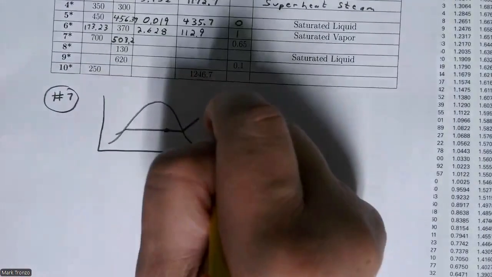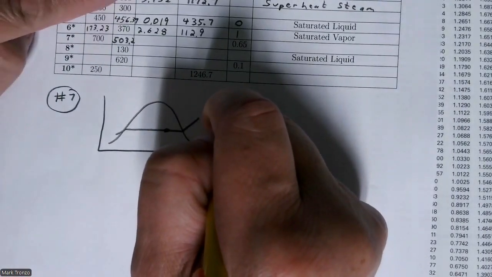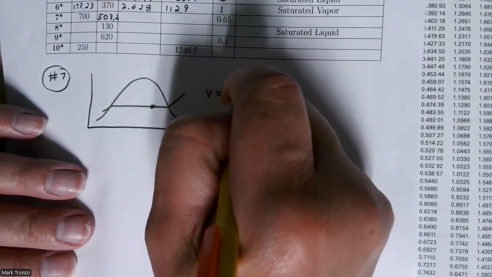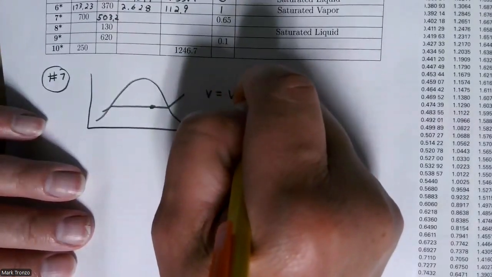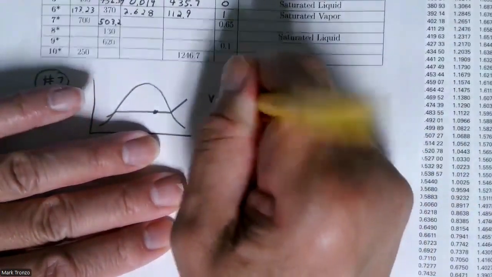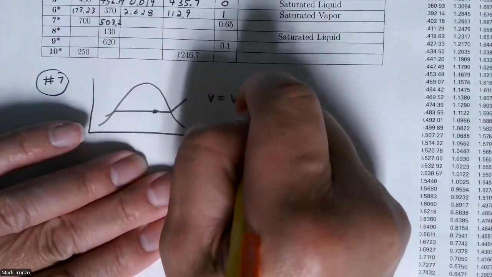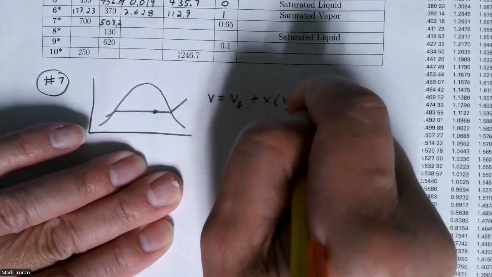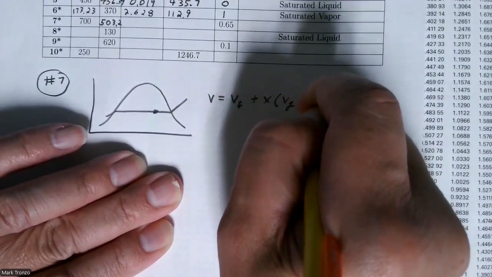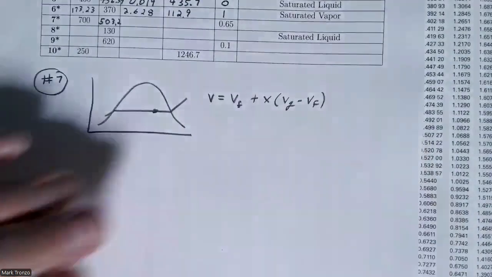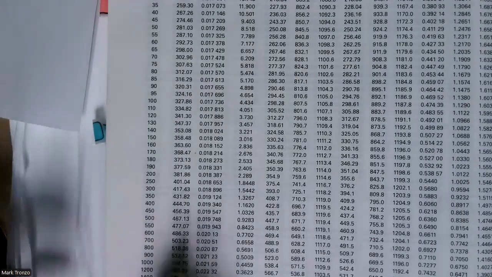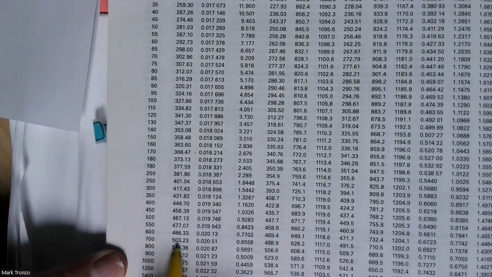And so when we calculate our V, that's going to be our VF plus X times VG minus VF, like this. So we're going to look again up under 700 psi.